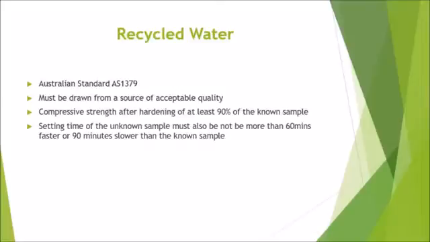It is the reason Australian Standard 1379 requires any water to be drawn from a source of acceptable quality. The acceptability of a water source, according to AS 1379, is tested using test samples of concrete mixed with a known acceptable source of water and the untested water. In order for a sample to be used, it must demonstrate a compressive strength after hardening of at least 90% of the known sample. The setting time of the unknown sample must be not more than 60 minutes faster or 90 minutes slower than the known sample. The failure of these tests can indicate significant detrimental impurities which can affect the concrete's short and long-term properties.